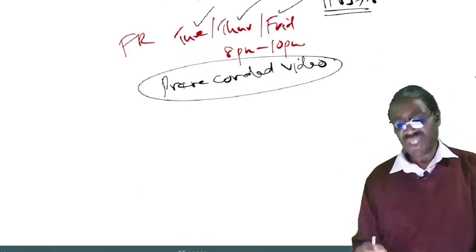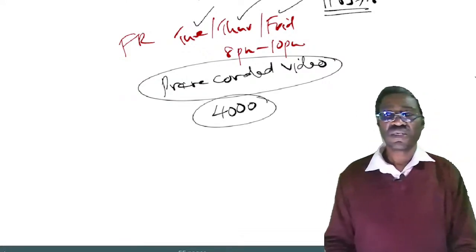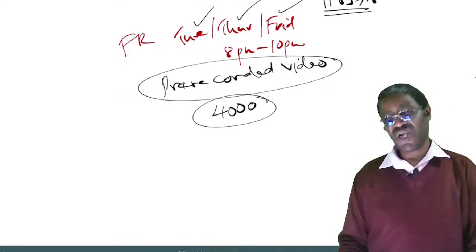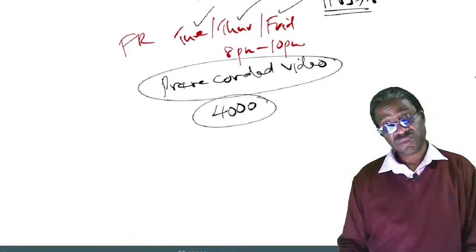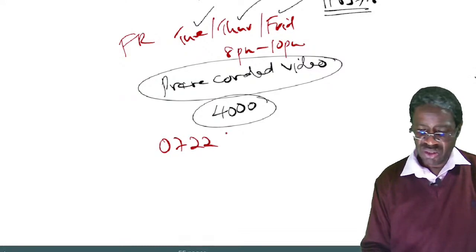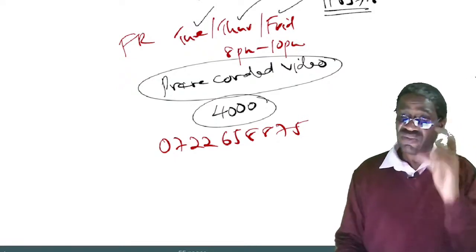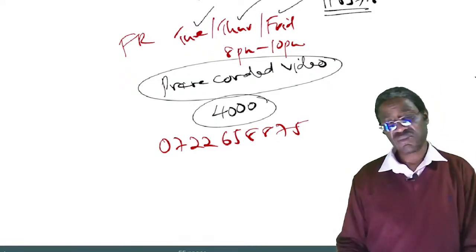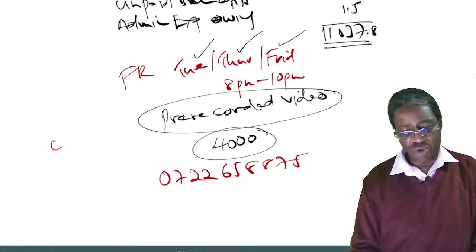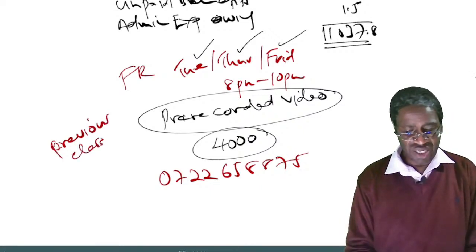Good. We are charging 4,000 shillings for the whole semester. And of course, we also accept payments in installments. If you are interested, you can now call me on this number, 0722-658875. Of course, if you join today, listen, if you join today, we shall give you the videos of all the previous classes that you have already missed.